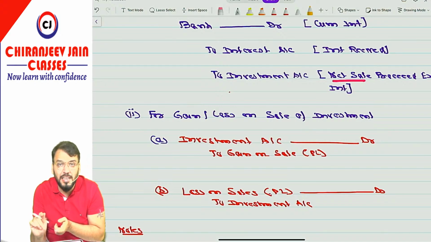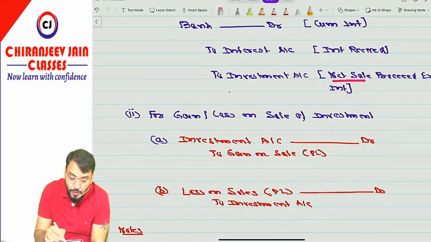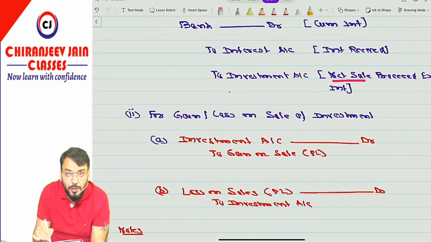Investment account debit to gain, and the gain will be transferred to PL. For loss, what journal entry? Loss on sale of investment to investment, and loss will be transferred to PL account. So for gain journal entry, investment account debit to gain. For loss, loss on sale to investment account.